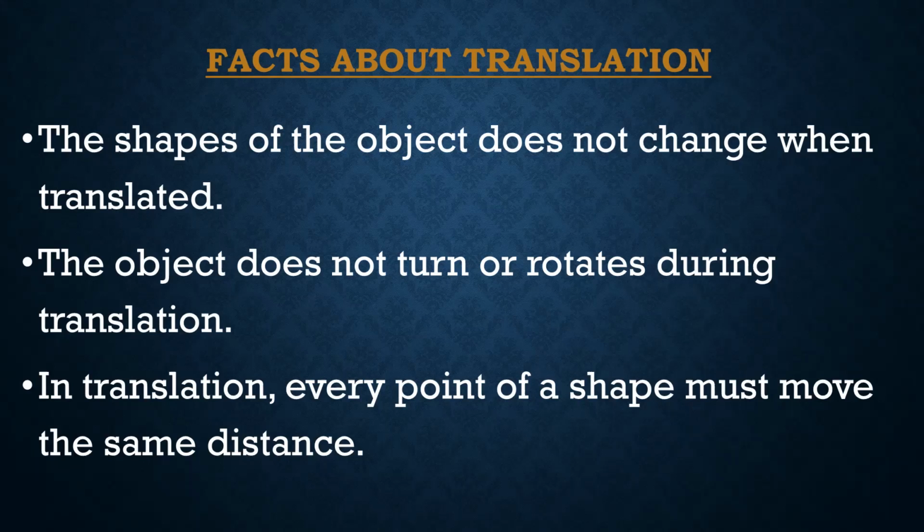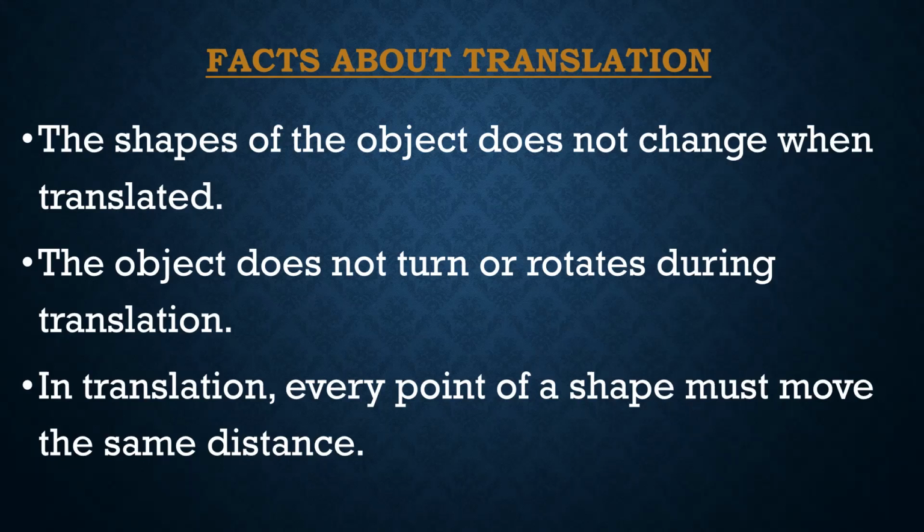The last bullet: in translation, every point of a shape must move the same distance. So when you are translating an object that has 4 points, all the 4 points will move the same distance given by the translation vector. All the 4 points will be added to the translation vector to get the images, before you can get the new prime. So these are the 3 things that you need to consider when you are translating an object. Okay, good.